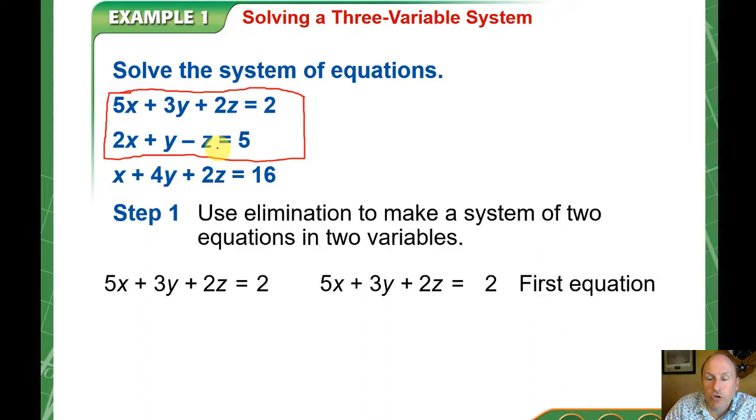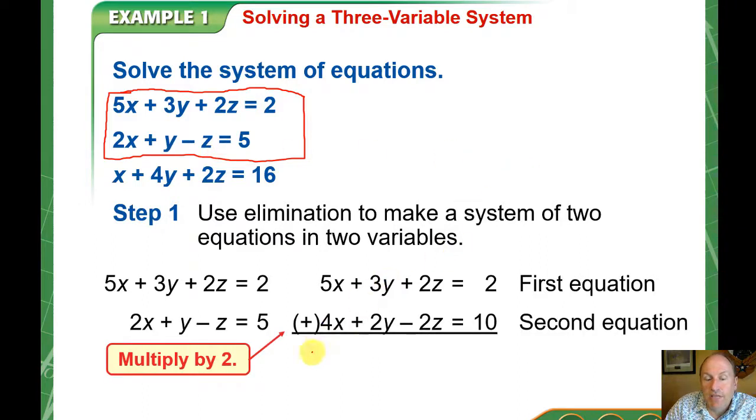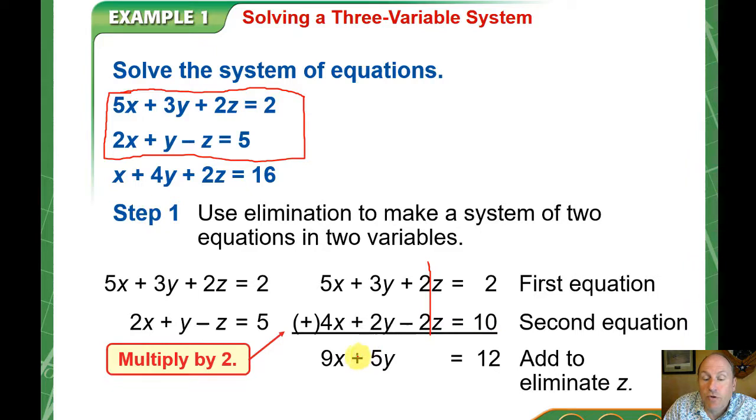Okay, so we take the first equation and then we multiply the second equation by 2. We have 4x plus 2y minus 2z equals 10 as the second equation. And notice now when we add them together, the z's are going to cancel each other out. Don't forget, you multiply all parts of it by 2, including the right-hand side. When we add these two equations together, we get 9x plus 5y equals 12, and that becomes an equation with two variables and two unknowns. Notice that z is gone. That's a good thing.